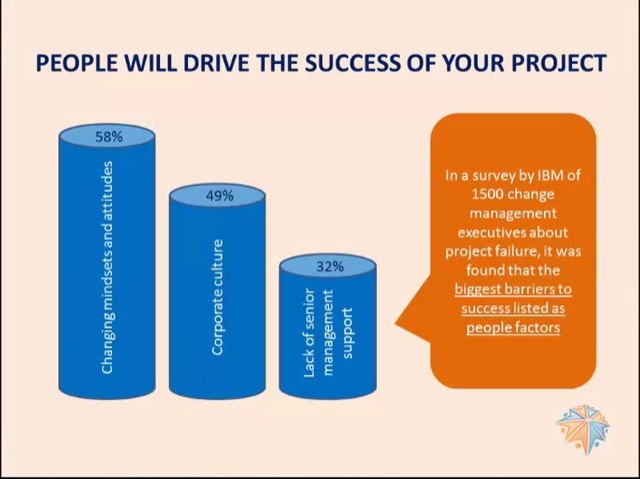Let me tell you why. Here's an example. In a survey by IBM of 1,500 change management executives about project failure, it was found that the biggest barriers to success were listed as people factors: changing mindsets and attitudes, corporate culture, and lack of senior management support. All of these things require support and advocacy. So even if they're not a direct stakeholder, they may be just the person you need to help you get the project across the line.